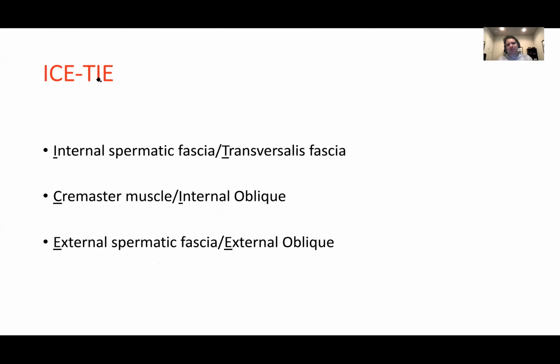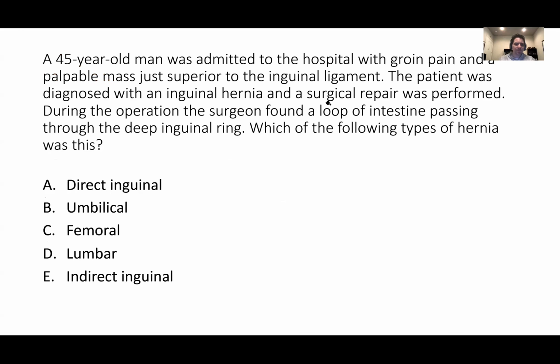And you can see here, this is the easy way to remember it. So ice tie, ice turns into tie, right? So the transversalis fascia turns into the internal spermatic fascia. The cremaster muscle comes from the internal oblique muscle. The external spermatic fascia comes from the external oblique. Okay, so ice tie, easy way to remember that, easy points on the test. All right, try this one.